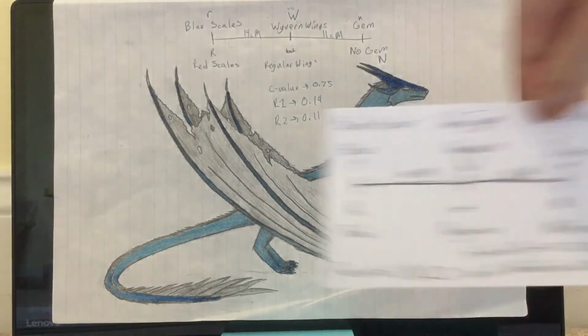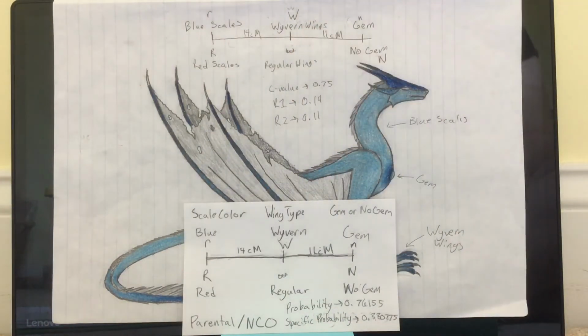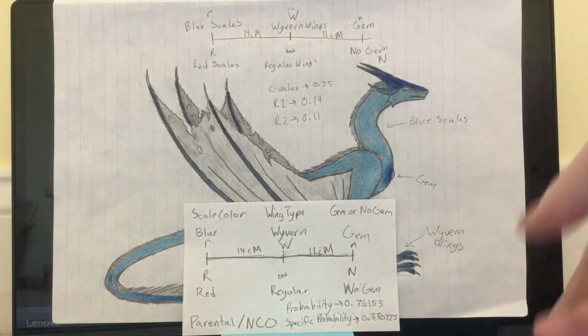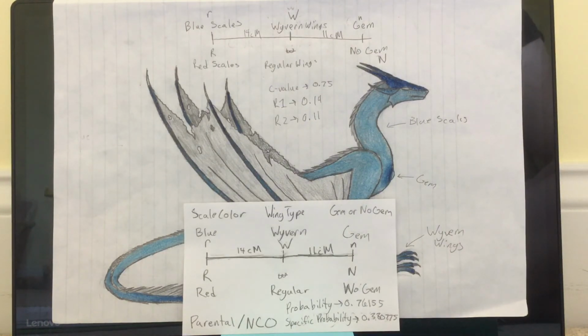Then we get to the NCO, or parental, so these two will look exactly like the parents because there's no crossover event. The probability of this is that you take the single crossover probabilities, both single crossover 1 and single crossover 2, as well as the double crossover event, and subtract all of those from 1, and you get the probability, which in this case would be 0.76155. Then of course you multiply that by 1/2 to get the specific probability of this event occurring.